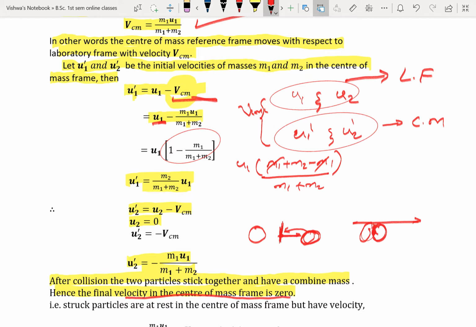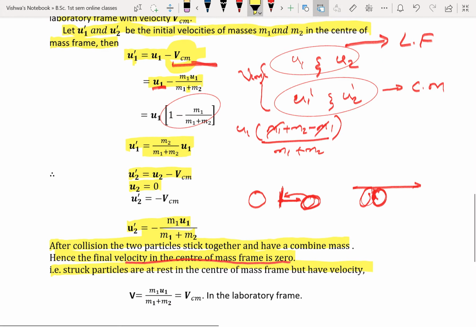The stuck particles are at rest in the center of mass frame of reference, but have velocity in the laboratory frame, which is m1 u1/(m1 + m2), the v_cm in the laboratory frame. So this equation we derived in the case of the laboratory frame of reference. These two are the inelastic collision in the laboratory frame of reference as well as in the center of mass frame of reference. In the next video I am going to discuss collisions with variable masses.